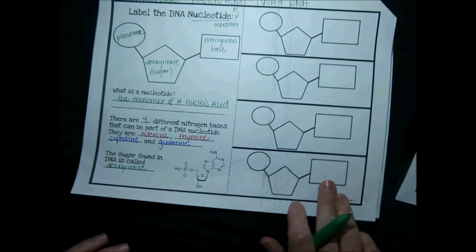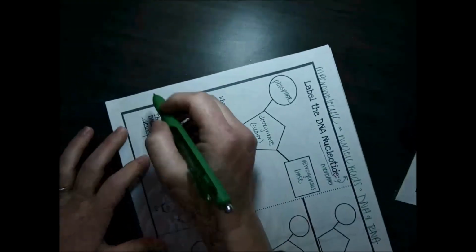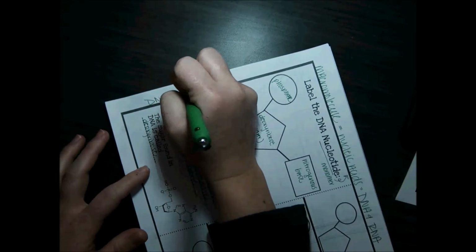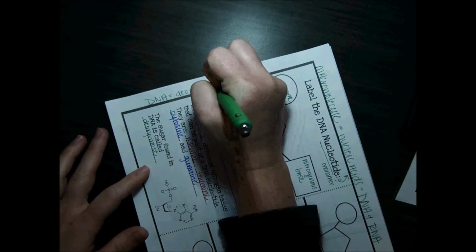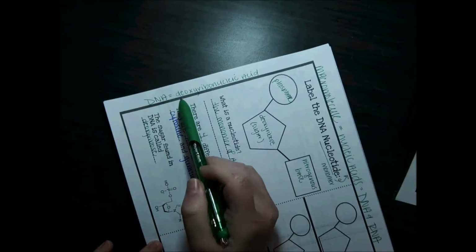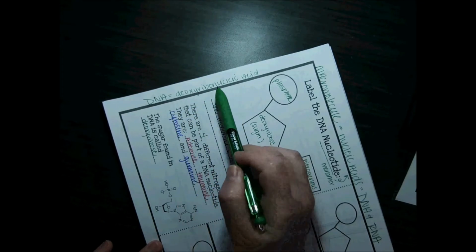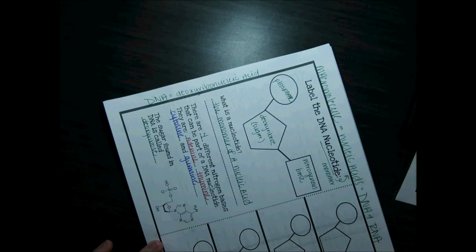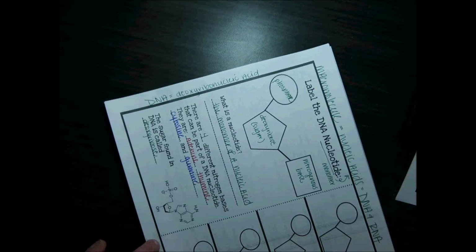Alright, I'm going to scoot over on this side. So DNA, we haven't really mentioned it yet. DNA stands for deoxyribonucleic acid. So deoxyribo is the sugar. It is a nucleic acid. So deoxyribonucleic acid is DNA.